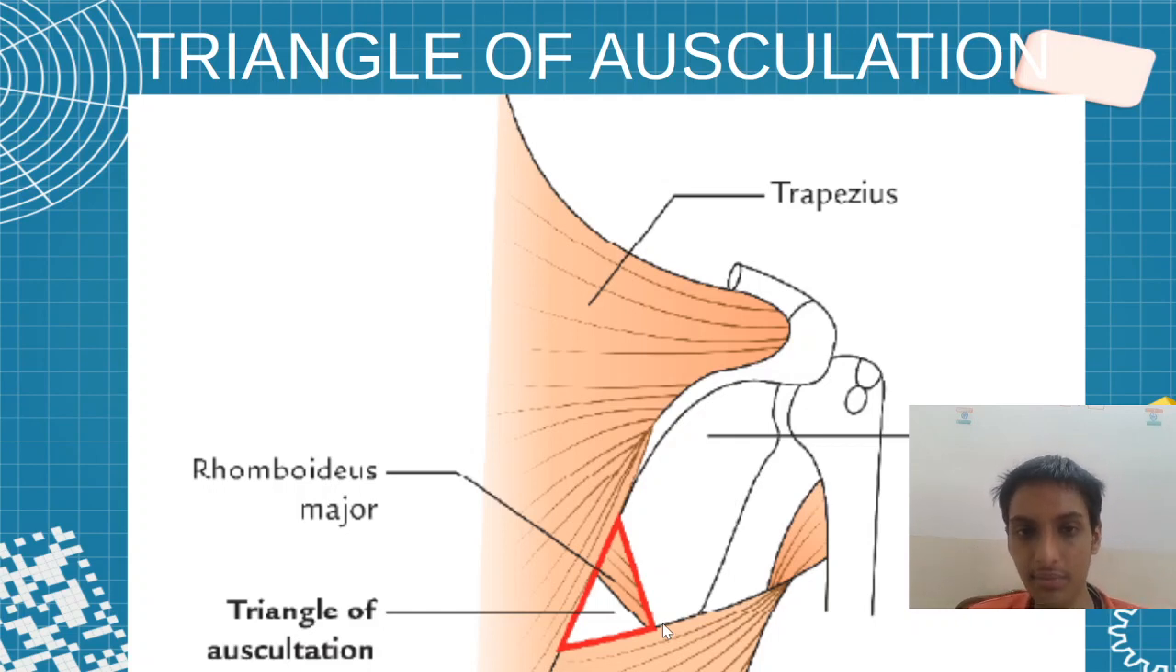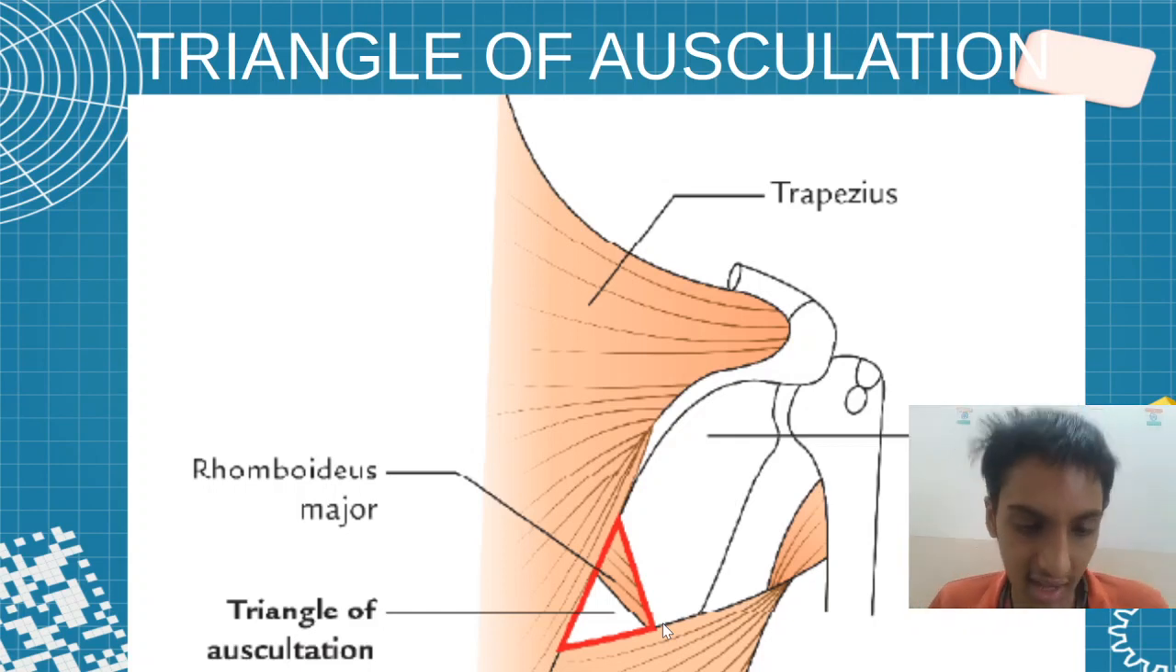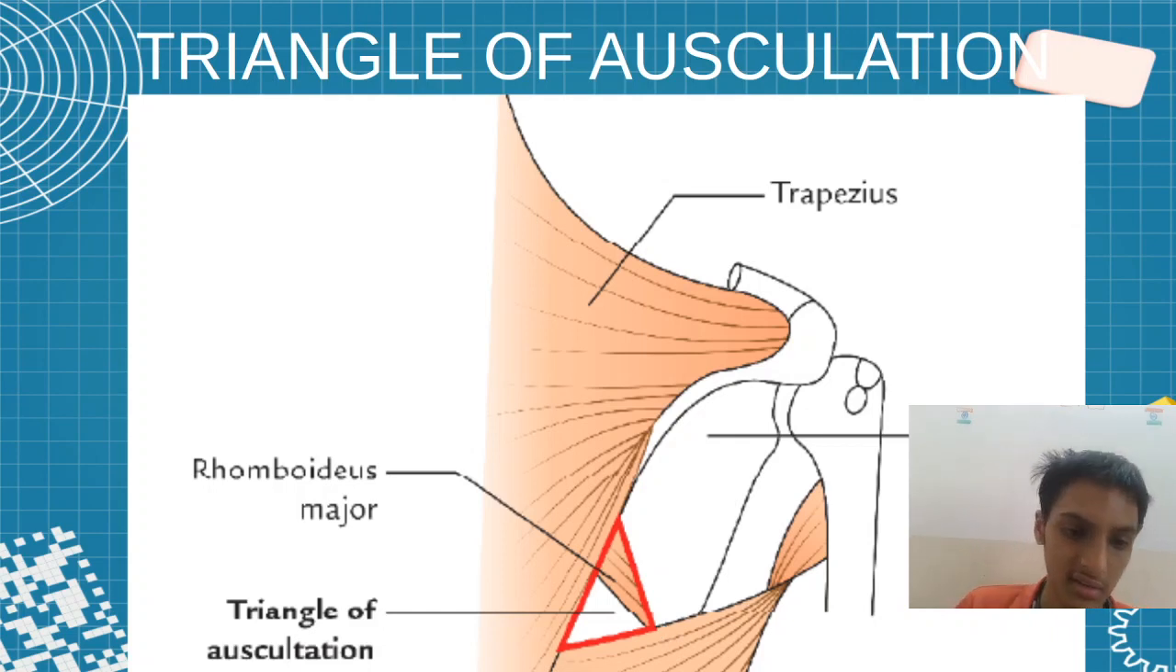You are seeing there. So that is why when you pat your posterior wall, you won't feel much pain. Okay, that's the reason there is the triangle of auscultation.